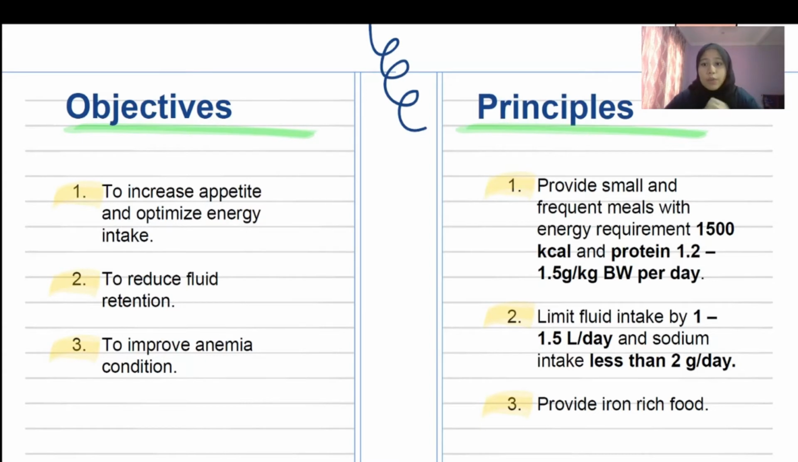How? We will provide small and frequent meals with an energy requirement of 1,500 kcal and protein of about 1.2 to 1.5 grams per kg of body weight per day. Secondly, we want to reduce the fluid retention by limiting his fluid intake to 1 to 1.5 liters per day and sodium intake to less than 2 grams per day. And lastly, we want to improve the anemia condition by providing iron-rich food.